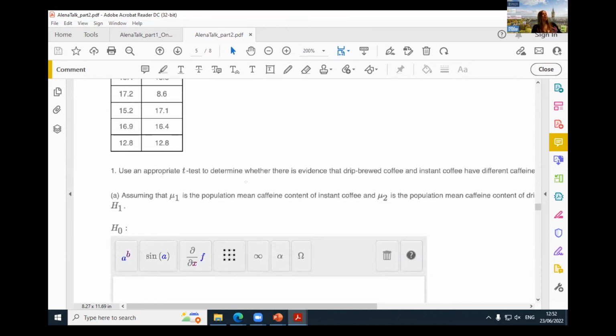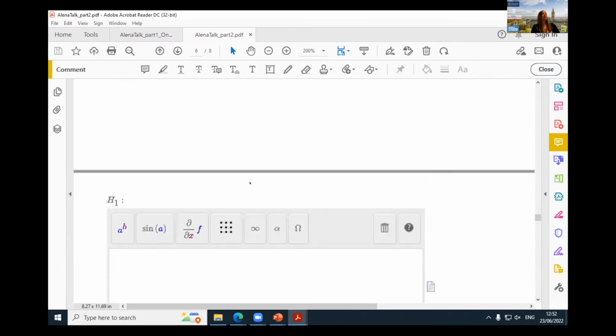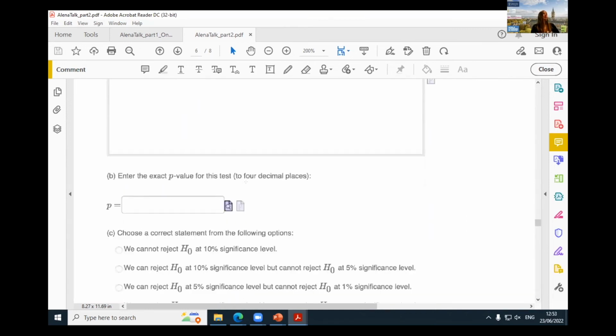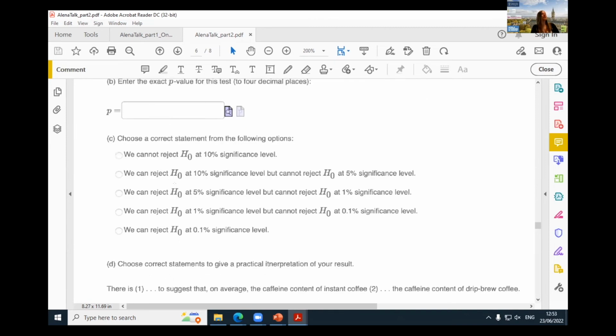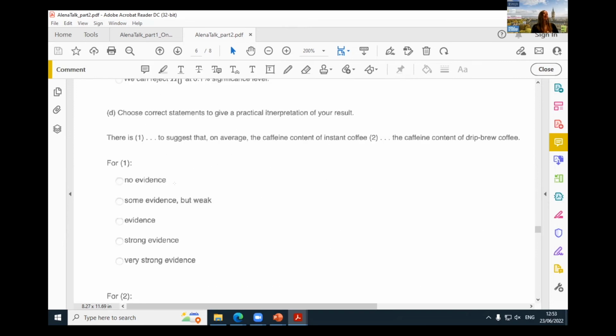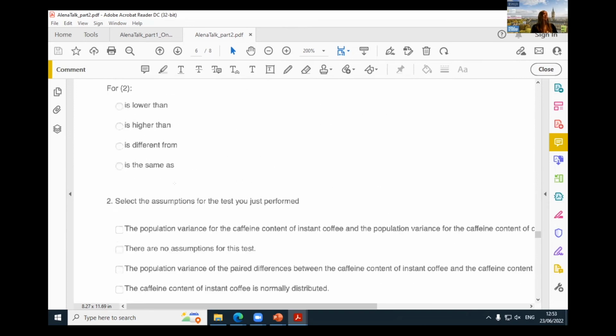So the scaffolding approach is done similarly as in the previous question, only this time students have to use R to answer the questions because they are asked about the p-values. So they need to enter what the p-value for this test is, which they can only get from R. And again, based on that, students have to answer follow-up questions about interpretation and rejection level.